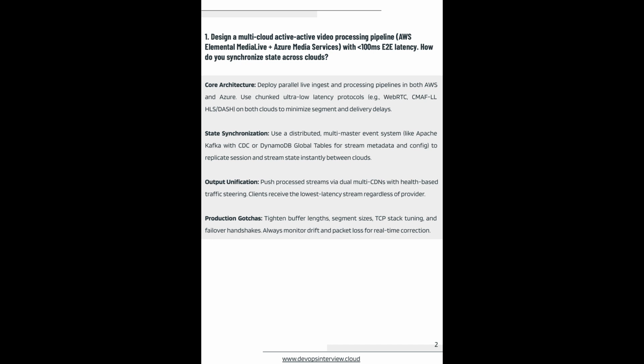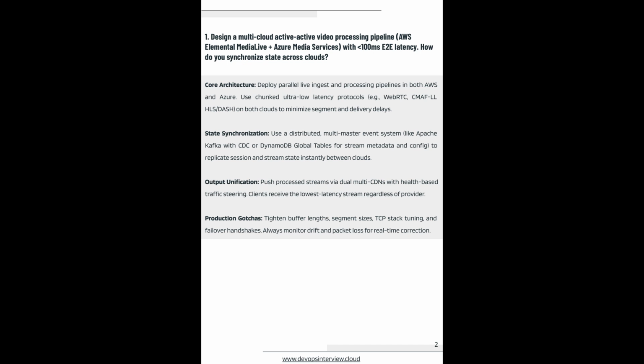Okay, let's trace that path. Imagine a live camera feed hitting the system. The quick walkthrough: it hits both clouds at once, both encode into tiny chunks in parallel, all metadata changes sync instantly between them, both feed the chunks to multiple CDNs, smart routers direct viewers to the best stream, and everything is monitored constantly for tiny drifts.